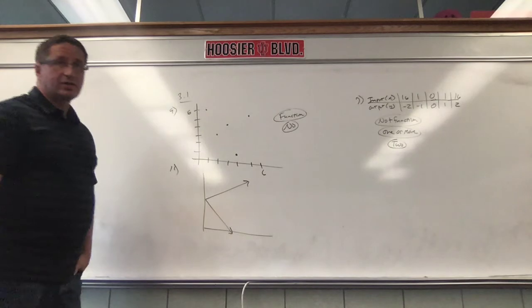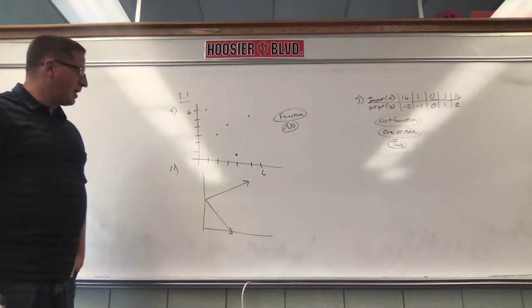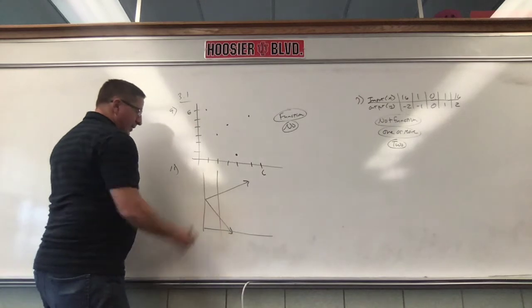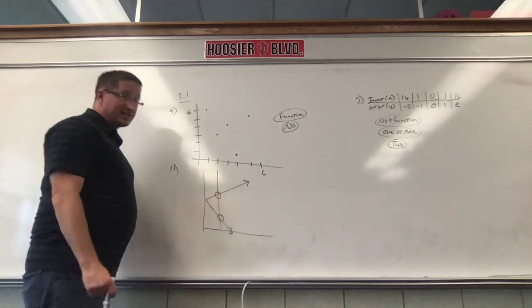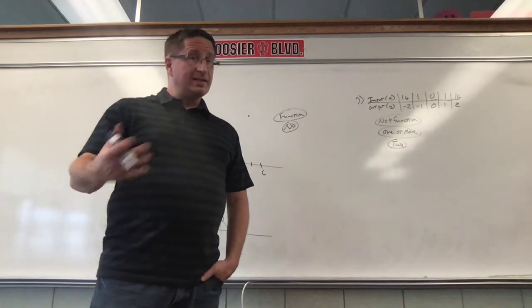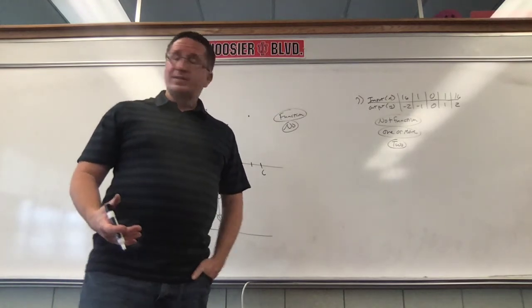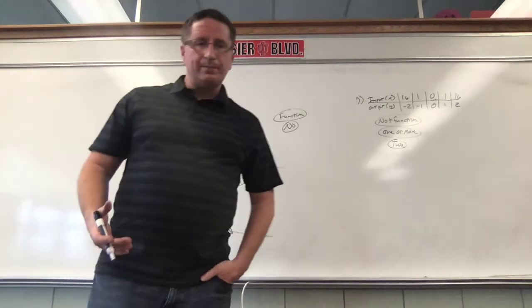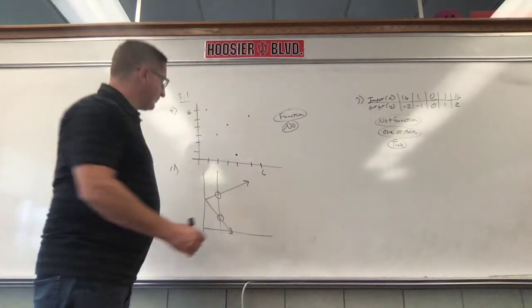Is this a function? Well, can I ever draw a vertical line and have it hit in more than one spot? Bam, right away. It hit there, it hit there. That's not good. That fails the vertical line test because it hits it in more than one spot. Therefore, it's not a function. That is not a function. It fails the vertical line test, okay? So it's not a function.